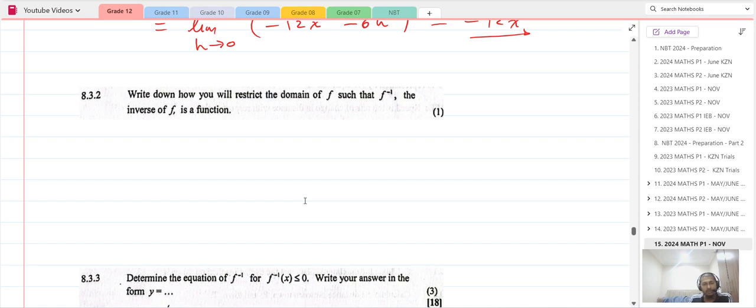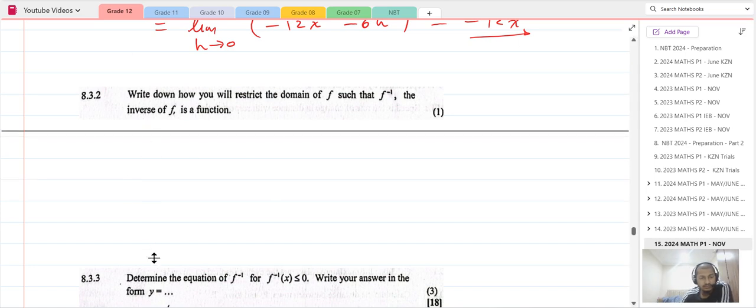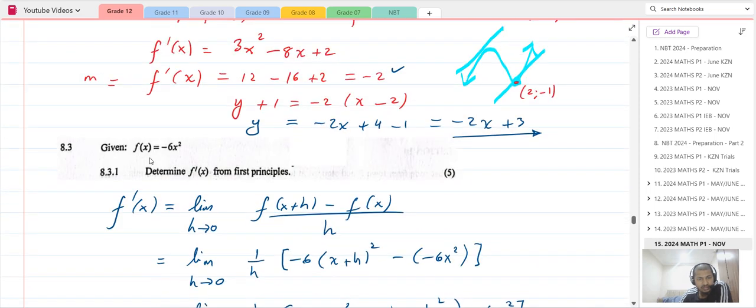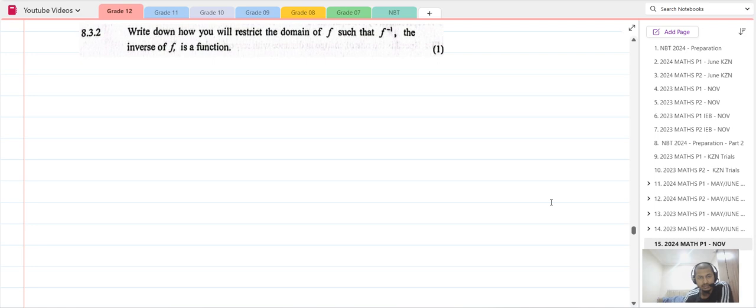Write down how you will restrict the domain of f such that f inverse is a function. Alright, so lovely, nice question. So what's the function here? Minus 6x squared. You know, that's the upside down parabola, right? Now that's upside down parabola minus 6x squared. I'm not putting any points here, right? So minus 6x squared.